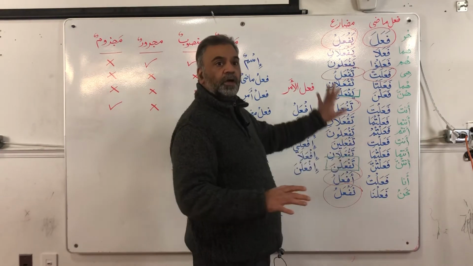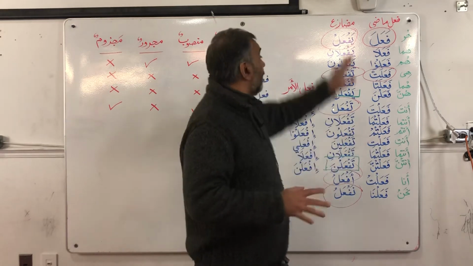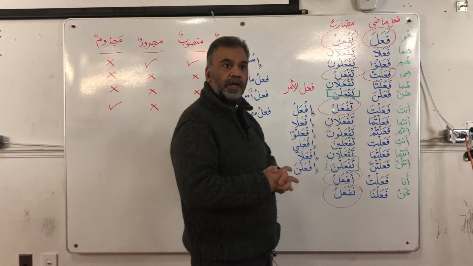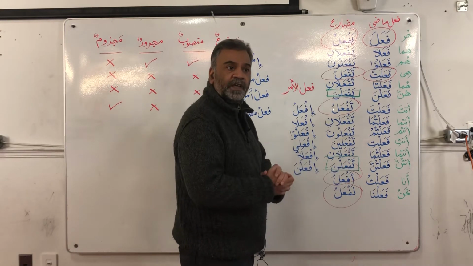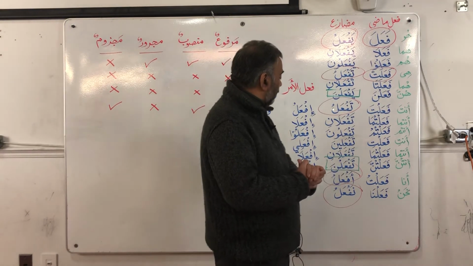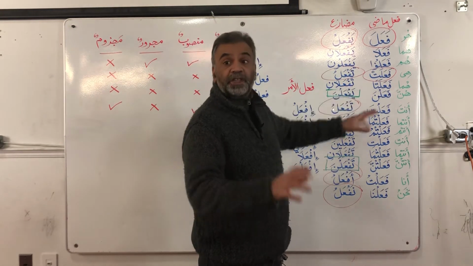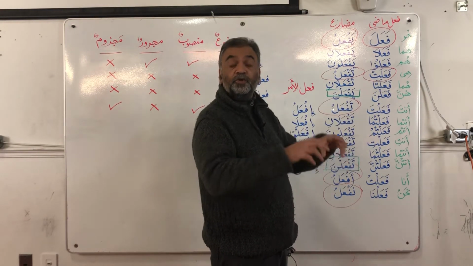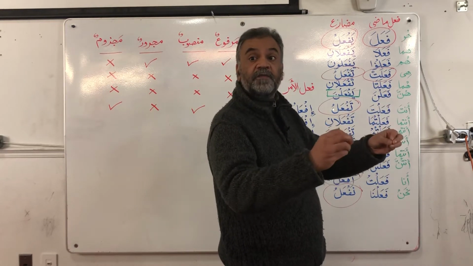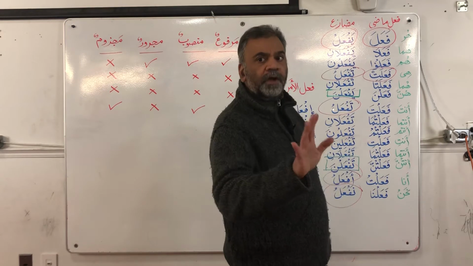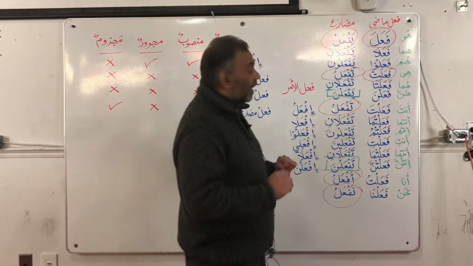Anyways, we'll talk about these two. They are two very special verbs in mudare. Even though yaf'alna, the noon is the fail, taf'alna, the noon is the fail, they are mabni, they don't change their form. They remain: taf'alna will remain taf'alna, yaf'alna will remain yaf'alna. We'll figure out why. So this is mudare.